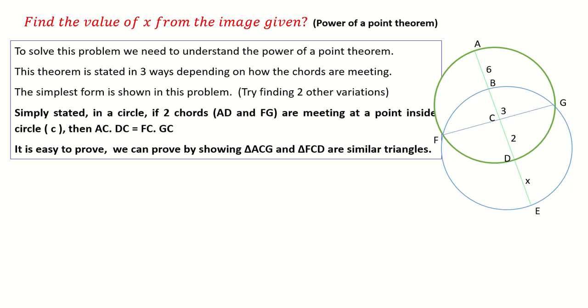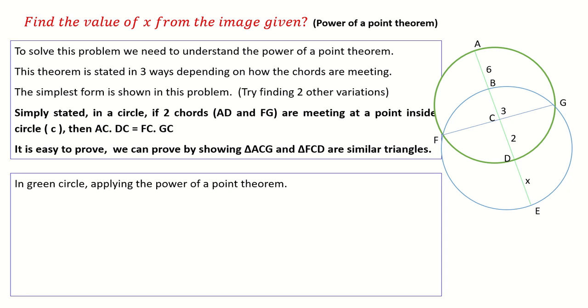You make two triangles, ACG and FCD, and we can easily prove that they are similar triangles. Then from the ratio of their sides you get this equation. It is the multiplication of the two parts of the two chords, basically. So we apply this to get the value of X very easily. Let's see.